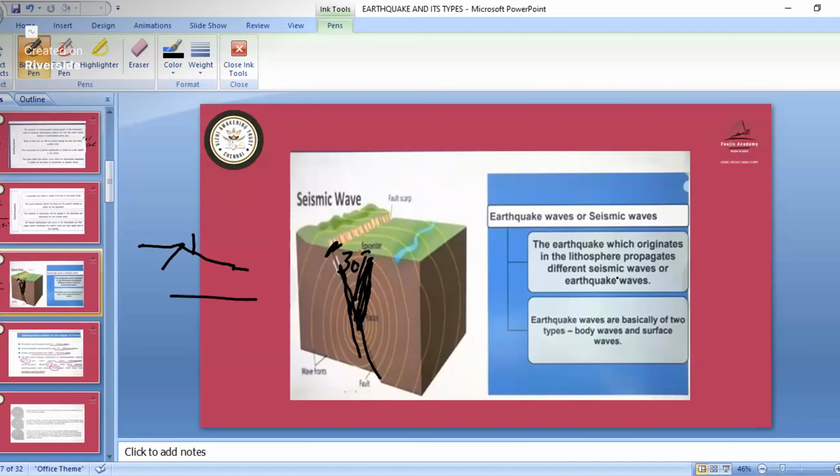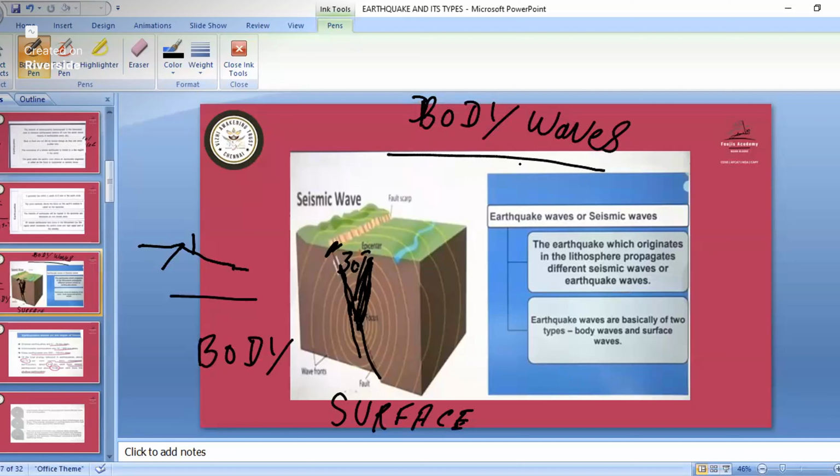The earthquake which originates in the lithosphere propagates different seismic waves, or earthquake waves. Earthquake waves are of two types: one is body waves and another one is surface waves. Body waves are those that travel inside the earth. Suppose this is the earth crust. Inside the earth crust, the seismic waves are known as body waves. And when they come to the surface and are felt above the surface, they are known as surface waves. So here we have surface waves, and inside we have body waves.